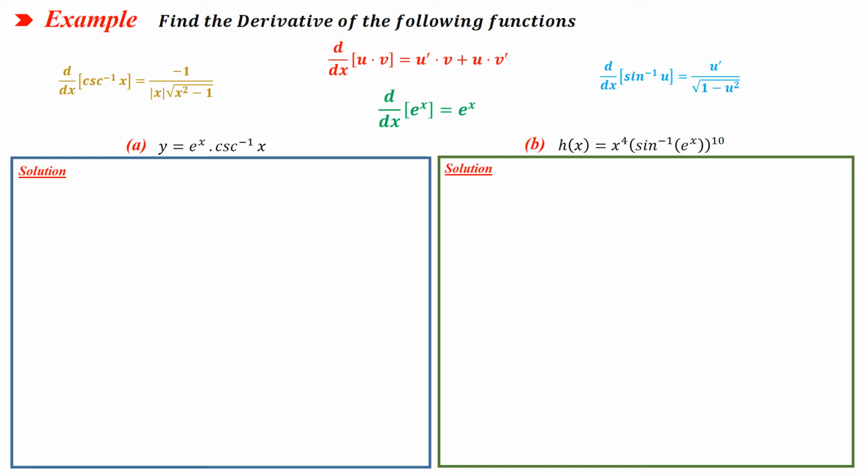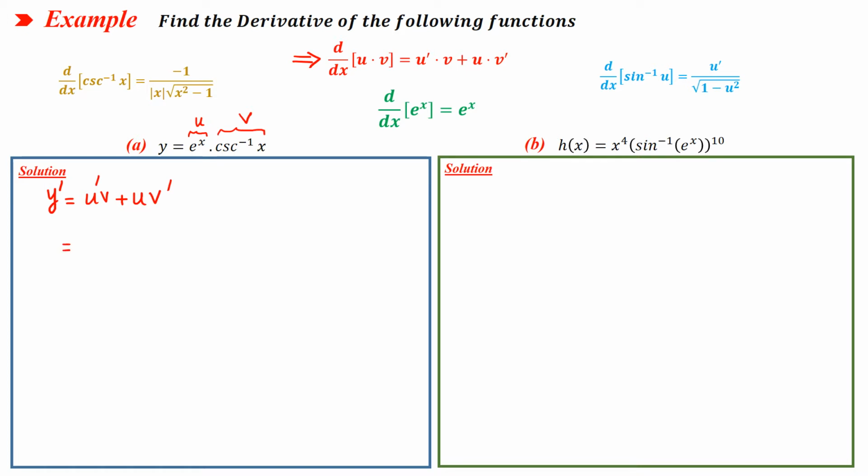So you have to use the product rule because we have two functions multiplied with each other. So name the first one u and the second one v. Then you have to start using the product rule. So y prime equals u prime v plus u v prime.